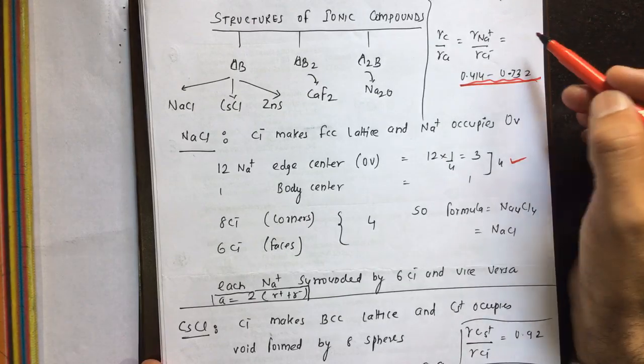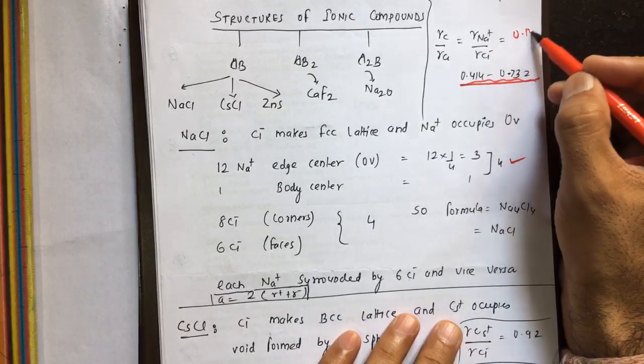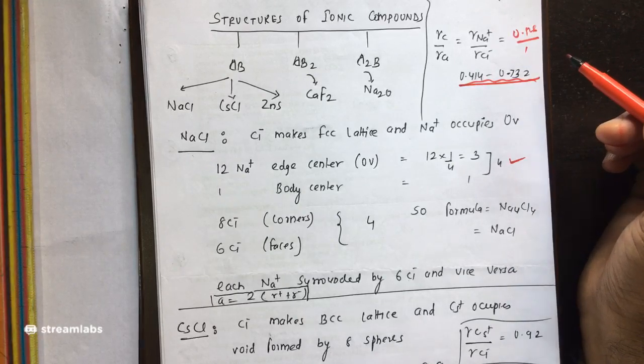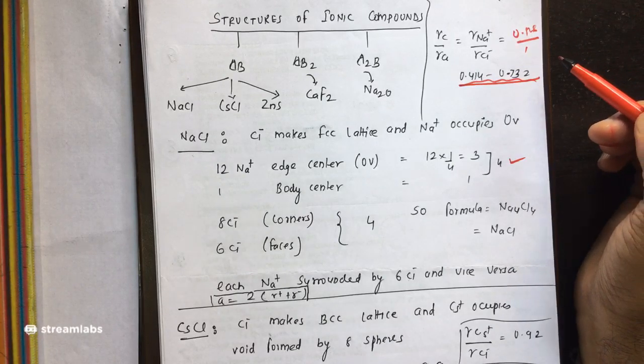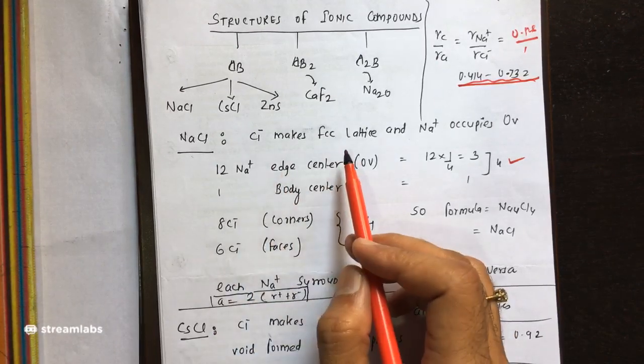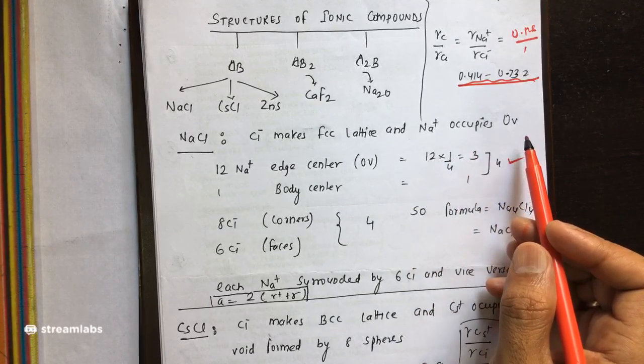The actual value is 0.526 by 1. This means the size of the sodium ion is 0.526 and the size of the anion is 1. Okay. So who makes the lattice? The bigger one. The chloride ion makes the FCC lattice, and Na plus occupies the octahedral void.